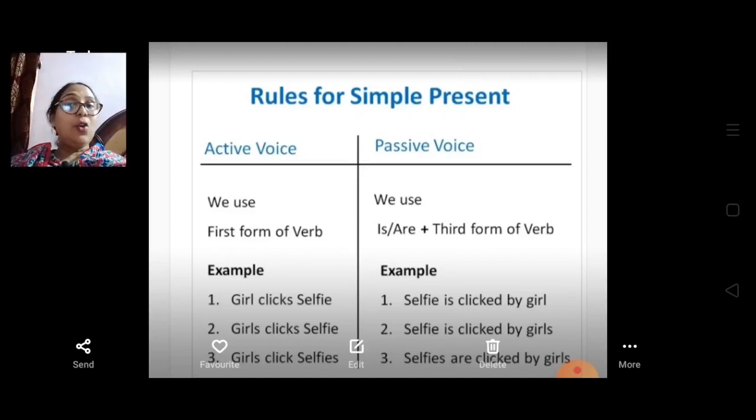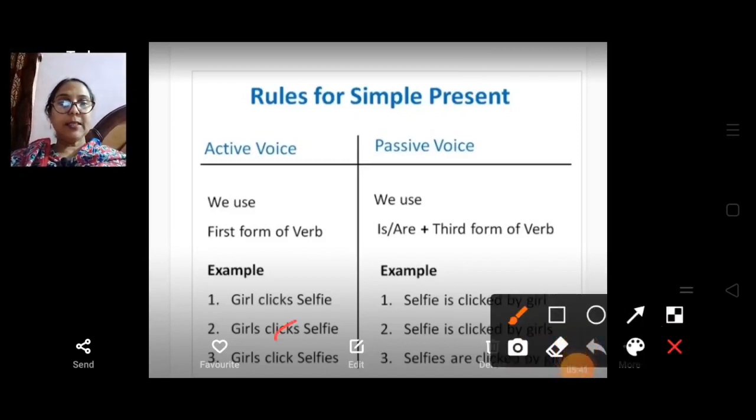But one thing you should always remember, whenever we are making active to passive voice, we should always put our stress on the object. So from these examples you can see selfie is clicked by girls, but if selfies is written, because the object is plural over here, then we have to use the plural linking verb or helping verb. So selfies are clicked by girls. So whenever we are making these sentences, we should always remember this.